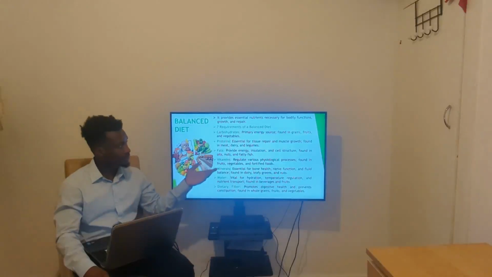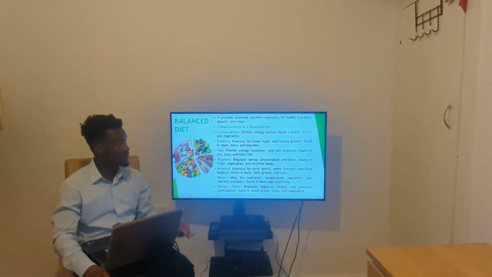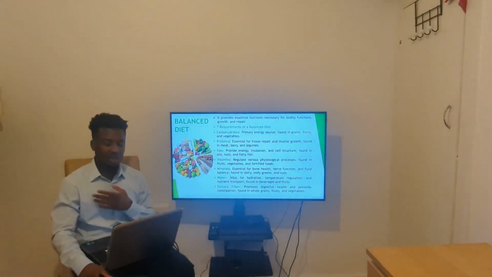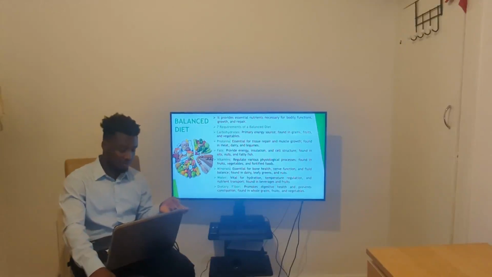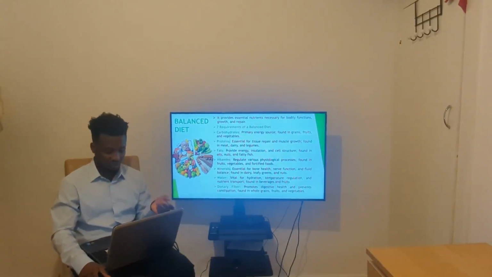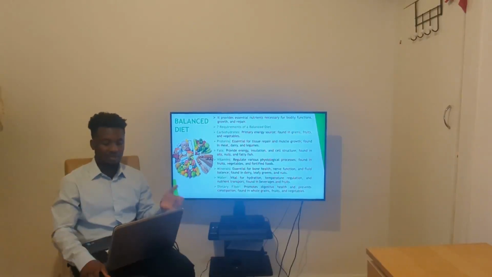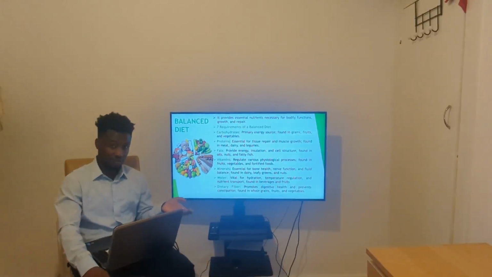The primary source of energy is carbohydrate, and you can find it in grains, fruit, and vegetables. Protein is needed for tissue repair and muscle growth, and it can be found in meats, dairy, and legumes. Fat also provides energy, insulation, and cell structure, and it can be found in nuts, oil, and fatty fish. Vitamins control our various physiological processes, and they can be found in fruits, vegetables, and fortified foods.